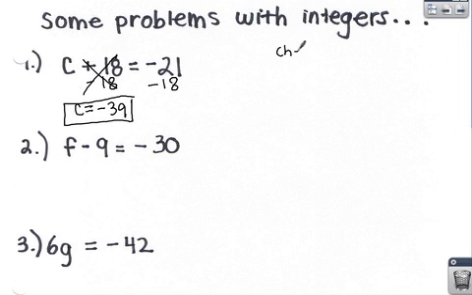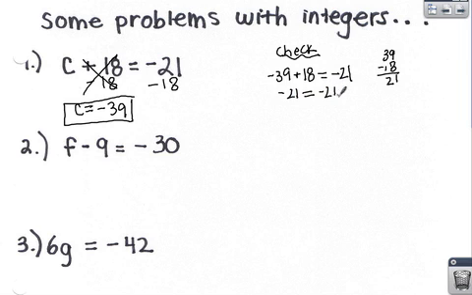Now I can check my answer. Negative 39 plus 18 equals negative 21. These are different signs, so I subtract and take the sign of the higher number, which would be negative. And so that did work.